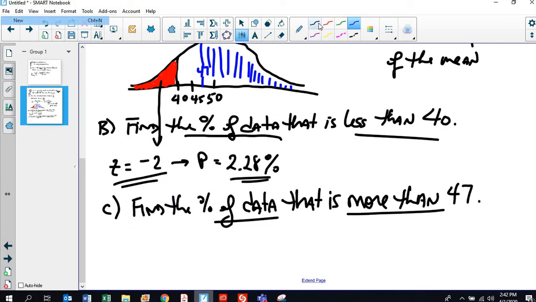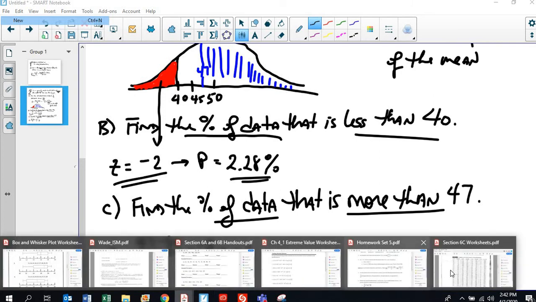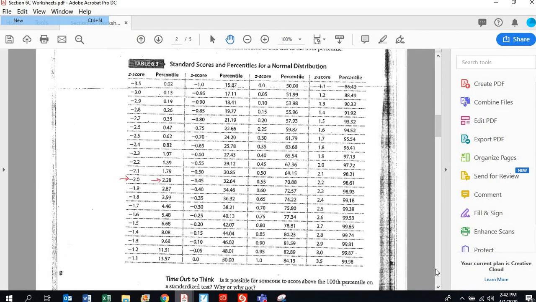So when I go to do this, I still need to calculate the z-score. I take 47 minus 50 all over 5. So I get negative 3 over 5, which is negative 0.6. Use your calculator for that, right? Simple enough. Now I go to my data set, which again is given to you, and I look at negative 0.60. Negative 0.60 gives me a 27.43 percentile or percentage.